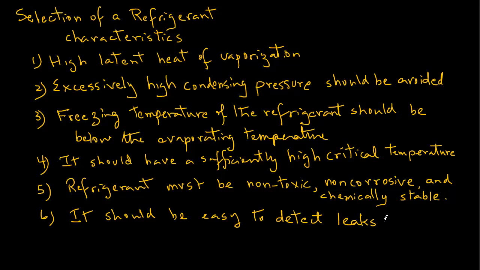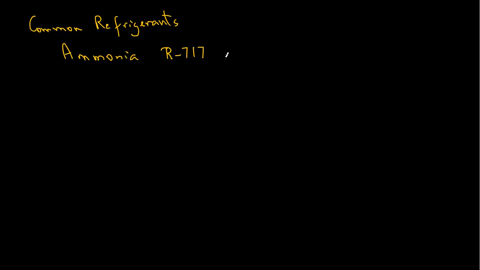And finally, the cost of the refrigerant should be low, since refrigerant will be required throughout the life of the refrigeration system. Now, some of the common refrigerants are ammonia. There is a designation that is provided for different refrigerants by ASHRAE, the American Society of Heating, Refrigeration and Air Conditioning Engineers. The nomenclature they use begins with R and then a number. So ammonia is R717. And as you know, the chemical formula for ammonia is NH3.